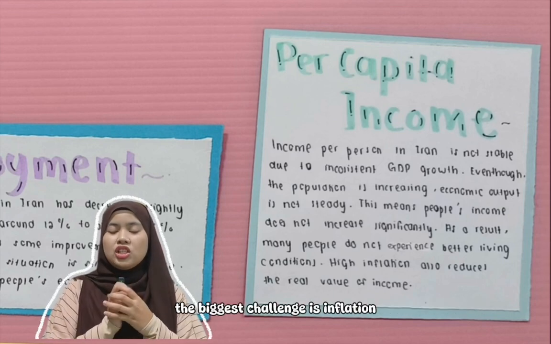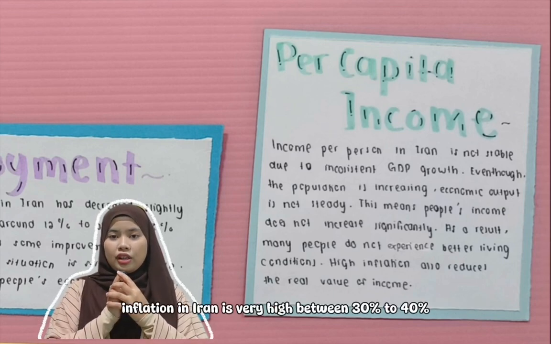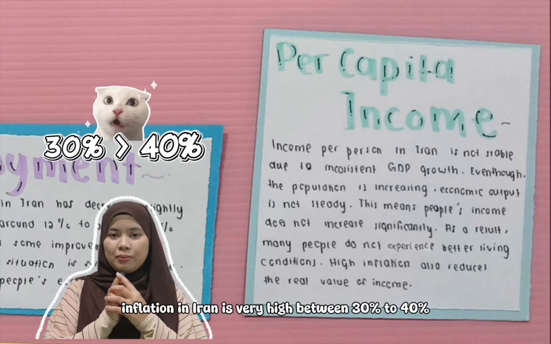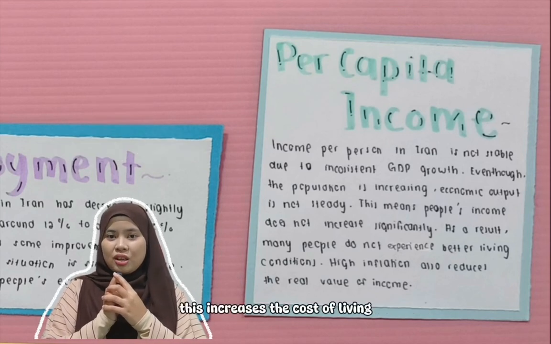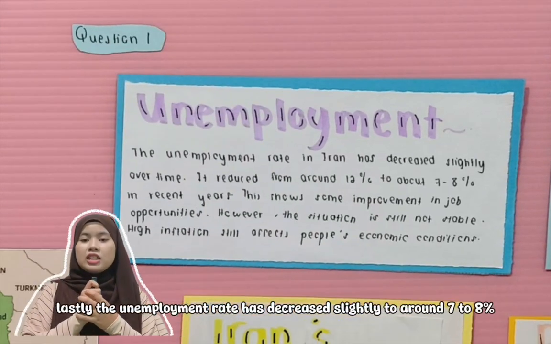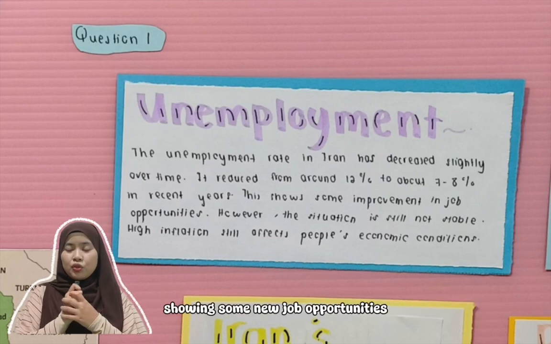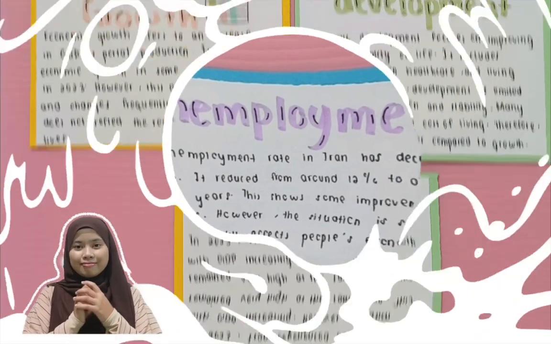The biggest challenge is inflation. Inflation in Iran is very high, between 30% to 40%. This increases the cost of living. Lastly, the unemployment rate has decreased slightly to around 7 to 8%, showing some new job opportunities.